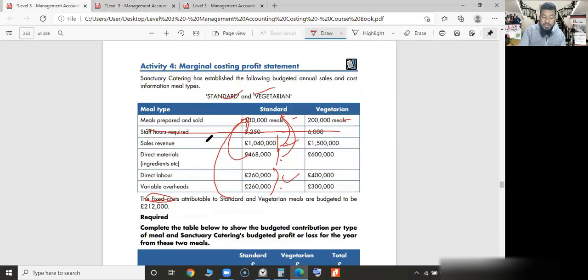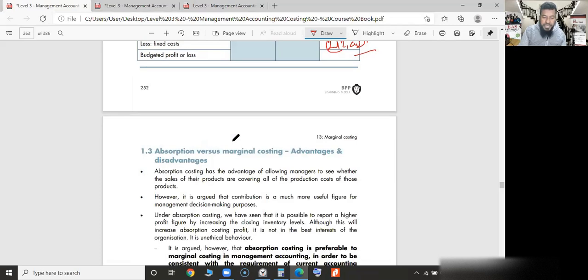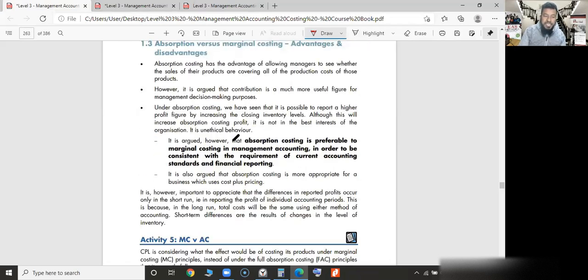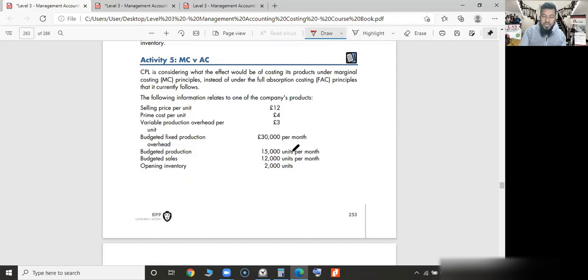Hope it makes sense. Moving on, and we literally finished the chapter. There are some advantages and disadvantages, read at your own time. From my side, absorption costing is arbitrary, but marginal costing is relevant costing. It helps in terms of decision making because fixed cost is not taken into account in the cost per unit. But the good side of absorption costing is that it takes full cost, so all costs are covered, and generally in the long run both of these give you the same profit, not a big problem.